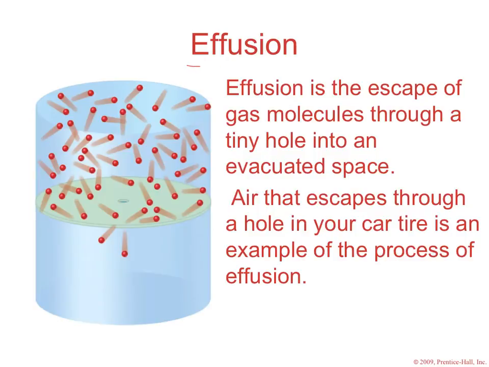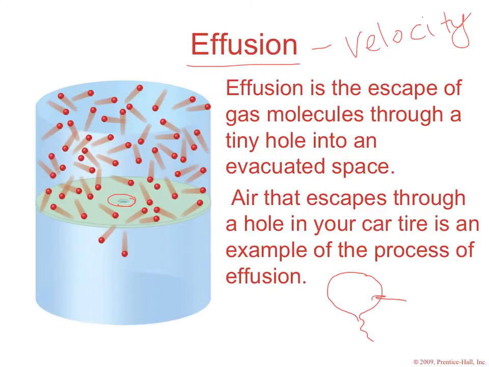So now we can talk about effusion and diffusion. Both of those involve translational speed or velocity. Effusion is the escape through a tiny pinhole. So let's say you have a balloon and a hole got poked in it. Then gas molecules are going to escape through that small hole. That is effusion. Or if you have a hole in the tire of your car, that's effusion also.